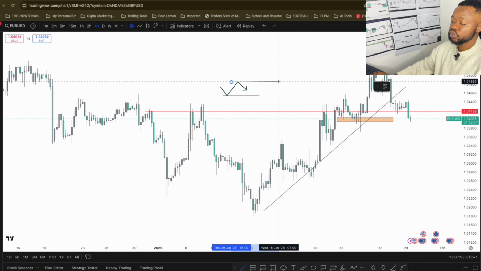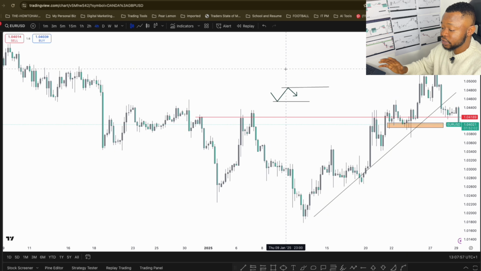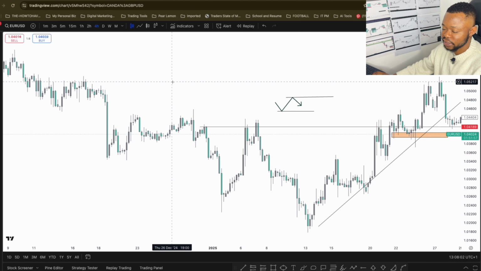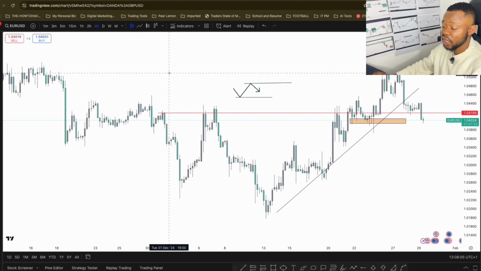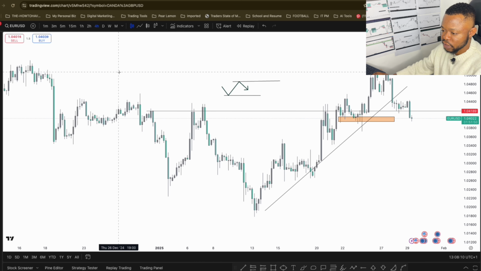Now, for you to buy low and sell high, there are variations of how you can do this. You can do this as a scalper, as a day trader, as a swing trader, and as a position trader. So now let's start with the scalper. What do scalpers do?